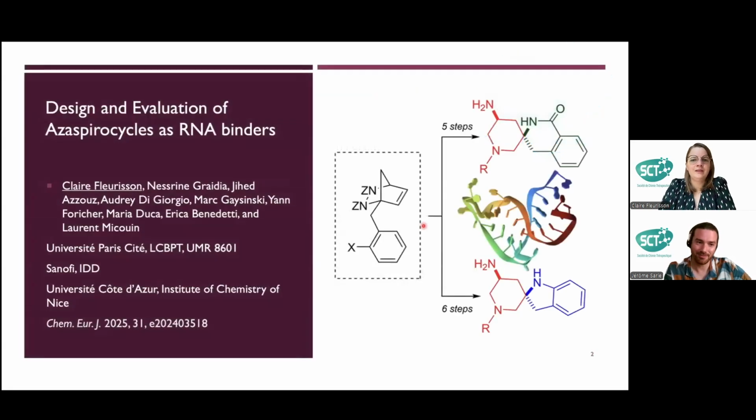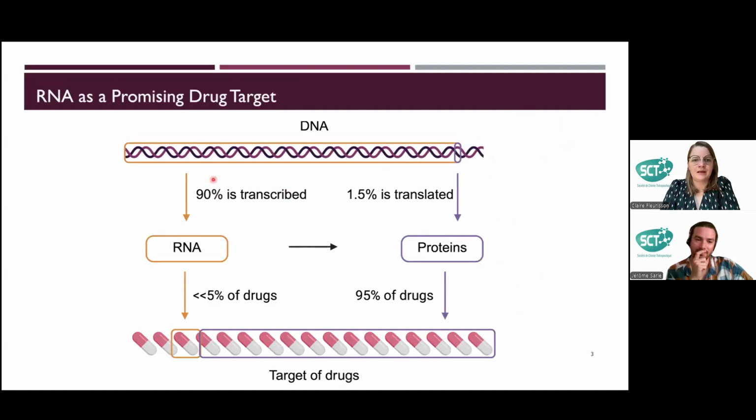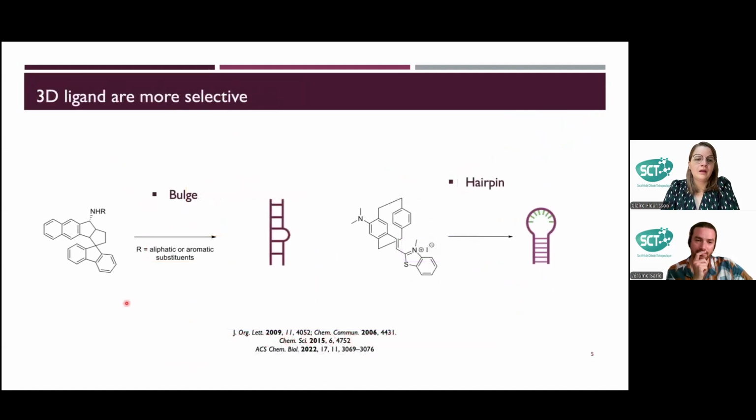So thank you for having me to present my work on the design and evaluation of aza spirocycles as RNA binders. So why are we interested in these RNA binders? It's because if you look at the human genome, actually a lot of it is transcribed into RNA, but a small proportion of the FDA drugs are targeting RNA. So we believe that there is actually a therapeutic solution in this area. In the literature, they already used spirocycles to target bulges in the past, and our group also used pyrocyclophane to target hairpins. And we wanted to expand the chemical space around spirocycles.